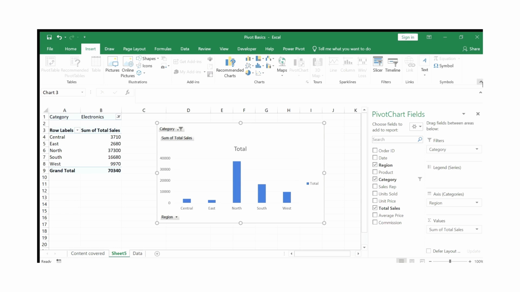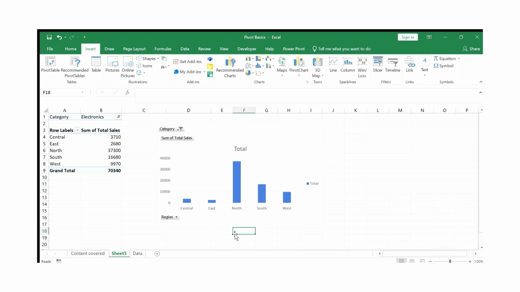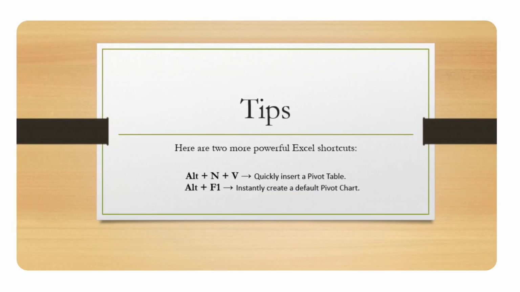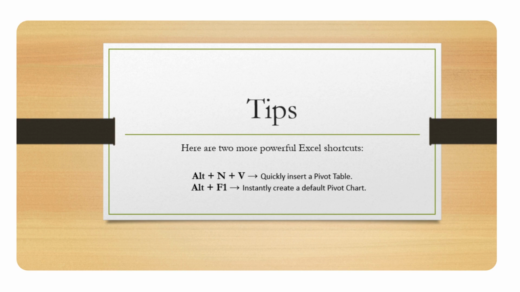So moving to the next, we had a quiz question in the beginning of the video. Here is the correct answer of the quiz, which is option B. Alt, D and P, that is the shortcut to enter the pivot table wizard. Congrats to everyone who got it right. And here are two more Excel shortcuts related to the pivot table. The first one is Alt and V, which quickly inserts a pivot table, and the second one is Alt plus F1, which instantly creates a default pivot chart.